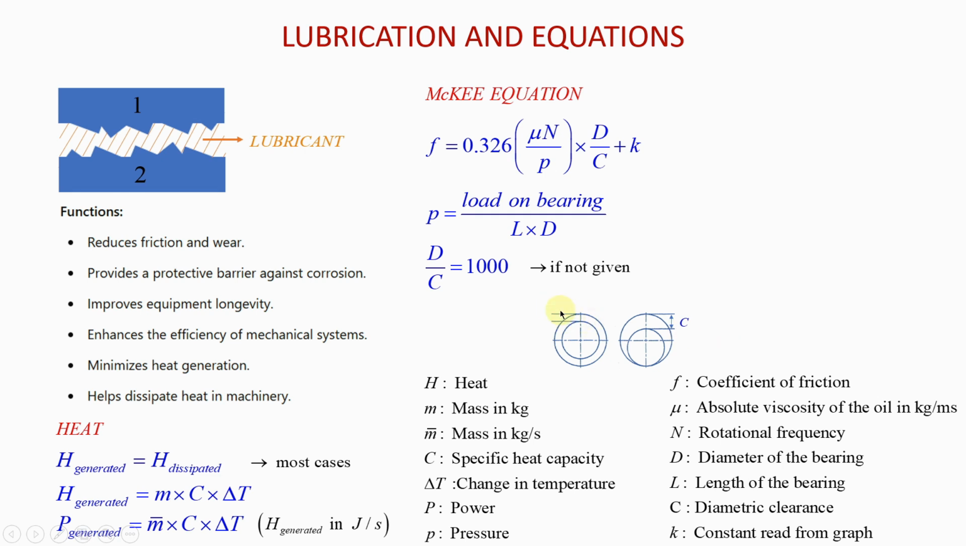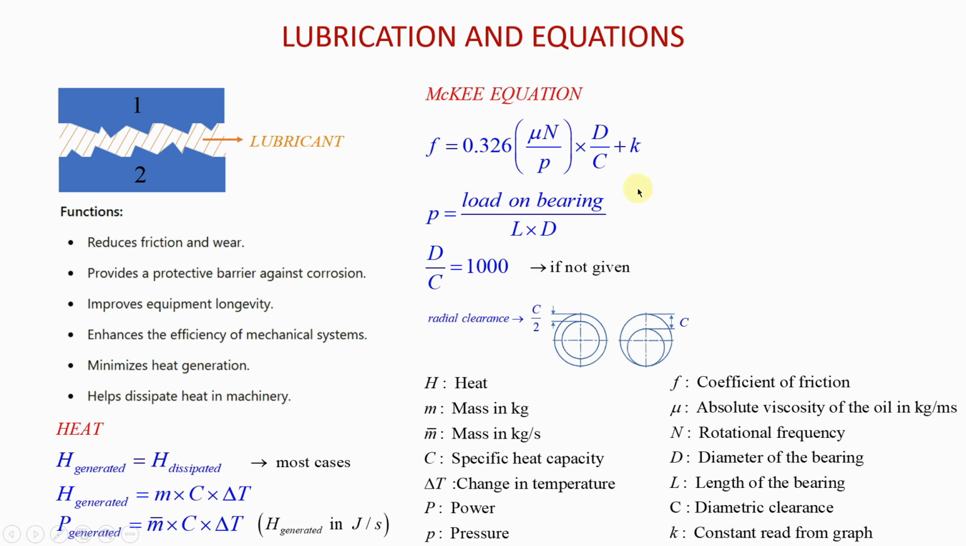And what you have on this side, this is what we refer to as the radial clearance, and it is equal actually to C over 2, okay? And this is the radial clearance. So if in your question you are given the radial clearance, remember that what you need in McKee's equation is actually the diametric clearance. So you need to take your radial clearance and multiply it by 2 for you to get the diametric clearance that you're going to use in McKee's equation.